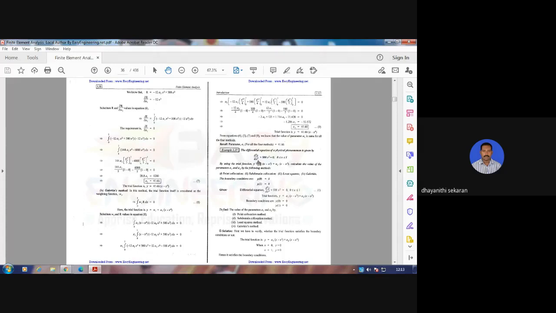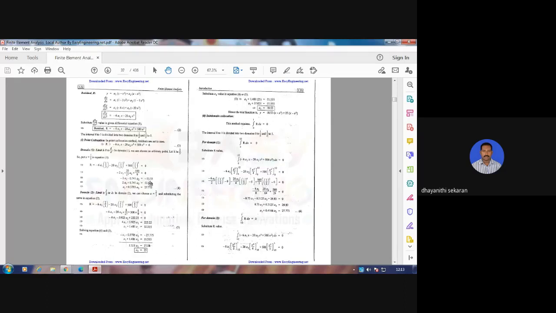d squared y by dx squared plus 500 x squared equal to 0, 0 less than or equal to x less than or equal to 1. The equation is a1 x minus x cube plus a2 x minus x power 5. Okay, the unknown parameters here: up to now one unknown parameter was found, now here two unknown parameters. Okay, the same way we are using point collocation. Just I will give an overall view.